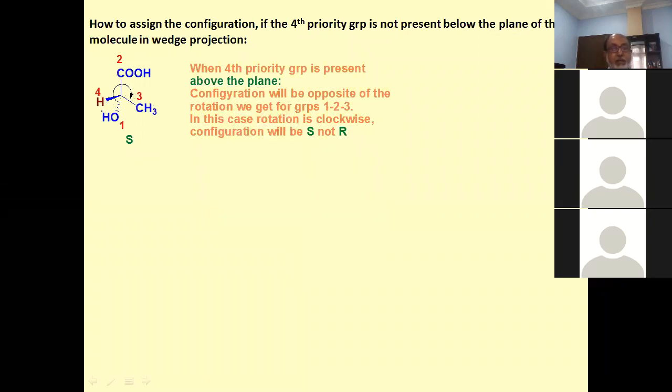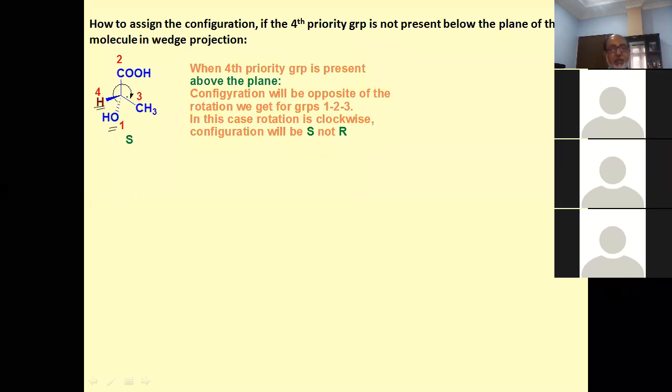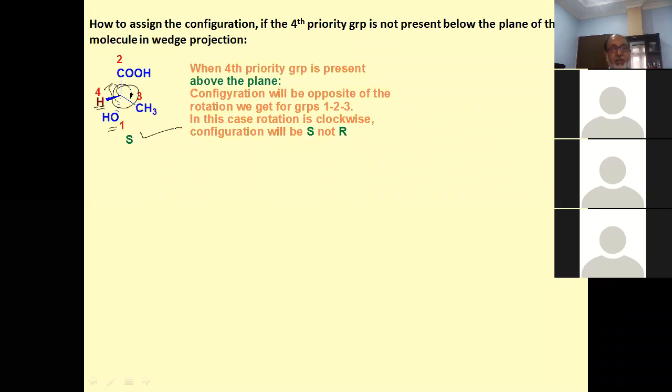Now, what does our rule say? The fourth priority group should be at the back side. But here in this structure, it's not necessary that you will always get a structure where the fourth priority group is at the back. Here it is in the front. So if it is in the front, whatever rotation you are getting, if 1, 2, 3 rotation is coming clockwise, the actual molecule should be anti-clockwise. So here you are getting 1, 2, 3 in clockwise direction rotation, so the actual molecule should be anti-clockwise. That is S. Am I clear?